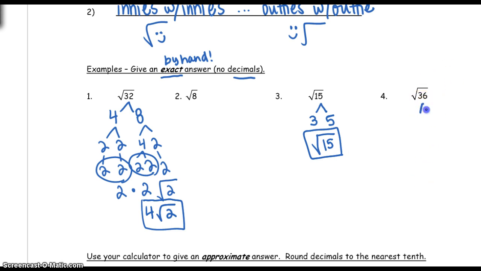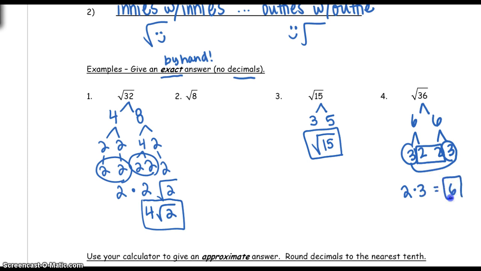On number 4, 36, you can break up into 6 and 6, and then you can break this up into 3 and 2, and 2 and 3. So now you have a pair of 2s, so that comes out. And then you also have a pair of 3s right here, so that comes out. What's left inside? What's an innie? There isn't one. It's gone, right? You don't have an innie anymore. So you just have an outie, which turns into 6. I'm going to have you do number 2 for class. So bring number 2 with you to class.